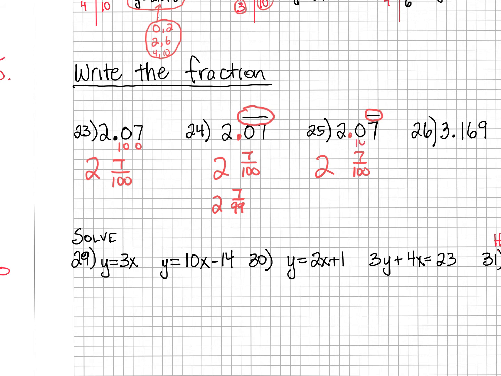Well, this is the 10 spot. This is the 100 spot. We circle the places that it comes up short. It should have gone over this one too. So we have 2 and 7 100ths.